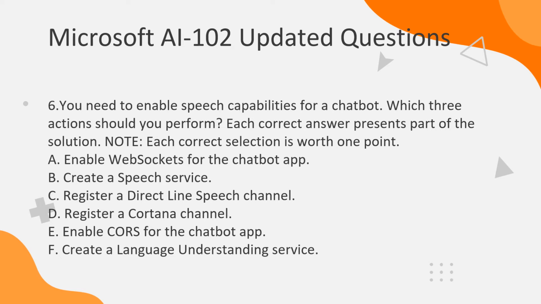6. You need to enable speech capabilities for a chatbot. Which 3 actions should you perform? Each correct answer presents part of the solution. Note: each correct selection is worth 1 point. A. Enable WebSockets for the chatbot app. B. Create a Speech service. C. Register a Direct Line Speech channel. D. Register a Cortana channel. E. Enable CORS for the chatbot app. F. Create a Language Understanding service.